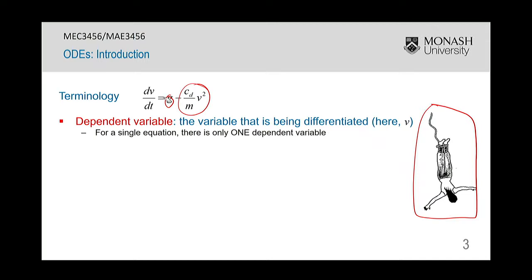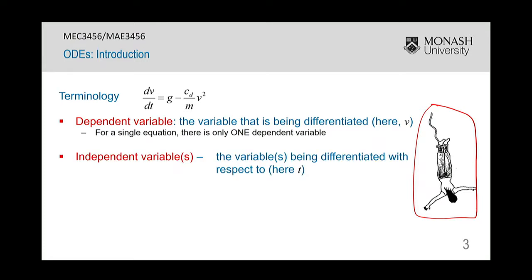So, definitions. The dependent variable is the variable that is being differentiated, and here, in this equation, that's v. For a single equation, there is only one dependent variable. If you have a set of coupled equations, you can have more than one dependent variable. To begin with, we're only going to consider the case of one dependent variable. So it's the thing that can change. The independent variable, or variables, are the variables that are being differentiated with respect to. Here, that variable is t. In the heat equation, however, we can have derivatives with respect to t and x and maybe other things as well, so there is more than one independent variable.